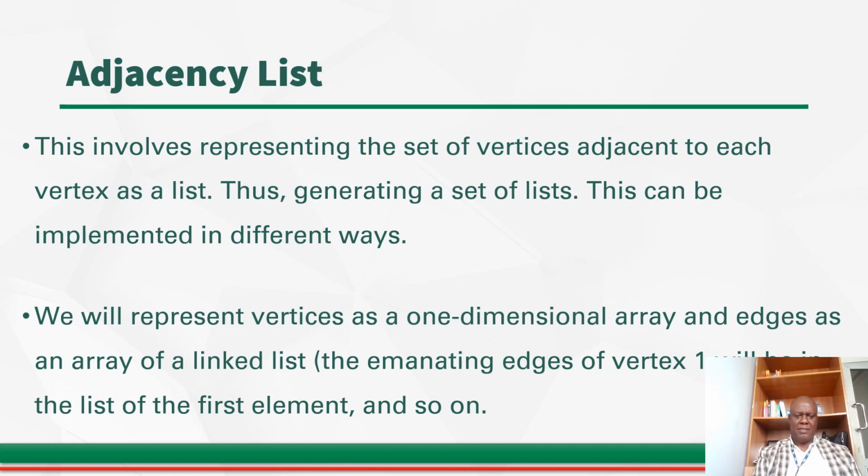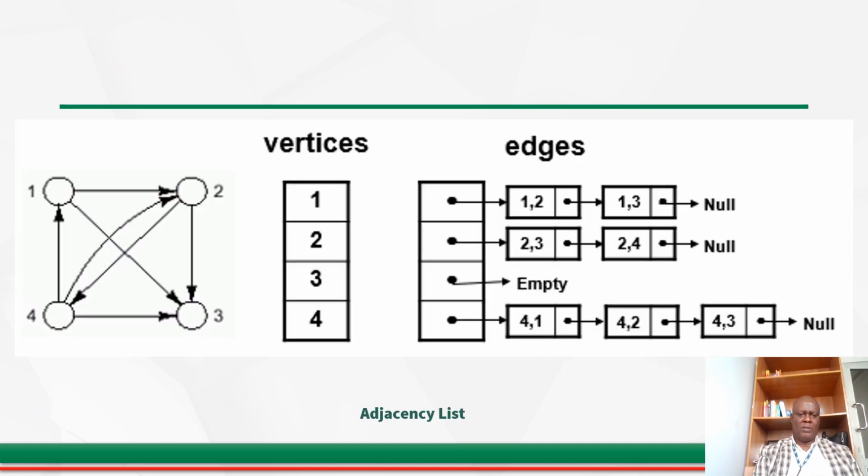Adjacency list. An adjacency list involves representing the set of vertices adjacent to each vertex as a list, and at the end we generate a set of lists, which can be implemented in different ways. We will represent vertices as a one-dimensional array and edges as an array of linked lists. The emanating edges of vertex 1 will be in the list of the first element, and so on.